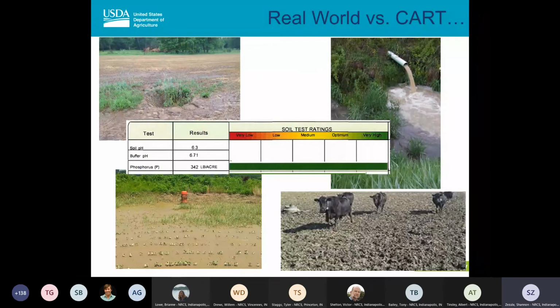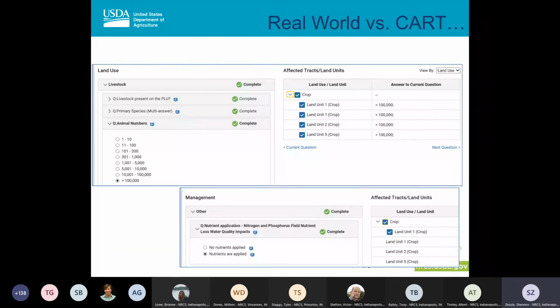Even though CART asks for information about grazing on cropland, on forest land, it doesn't do anything with it. So I'm just going to, soil test phosphorus levels, as Tony mentioned. So I'll show you a couple things here that you need to be aware of. Here's an example of a crop field where, again, you can see that I identified that there was over 100,000 cows on this crop field.